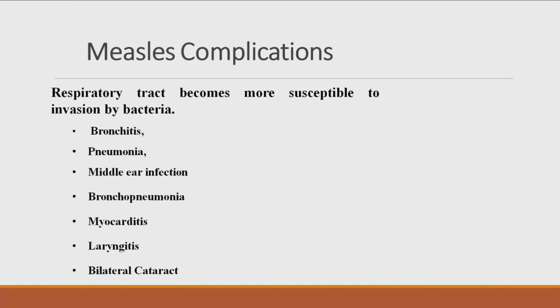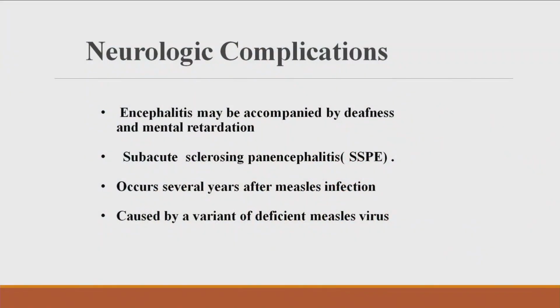Incidentally, I've seen a child with bilateral cataract complication. That child's eye was just looking like the eye of a cat. It can be as serious. So let's make sure we get our vaccine. Let's make sure we protect our children against it.